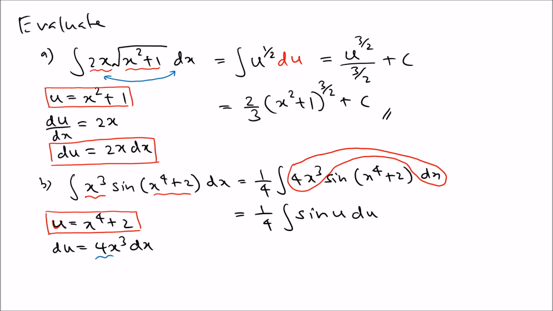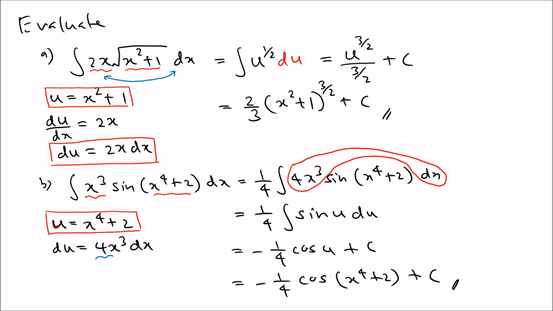Now you can see that under the new variable, it's a very simple problem. It is simply negative 1/4 cosine u. That's what we know: the integral of sine u is negative cosine u, plus c. And then you put the u back, so it is negative 1/4 cosine of x to the 4th power plus 2, plus c. So you can see it's very simple.